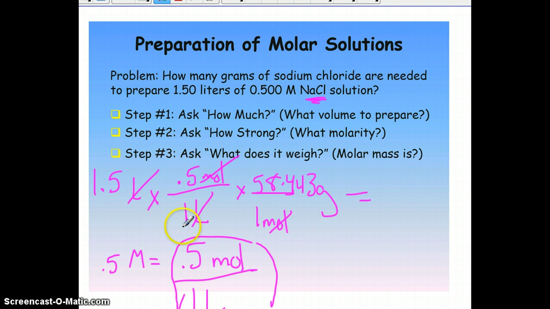So in this case, we're going to use molarity as a conversion factor. Okay, and when I solve this one, I got 43.8 grams. Okay, so molarity can be a conversion factor, okay?